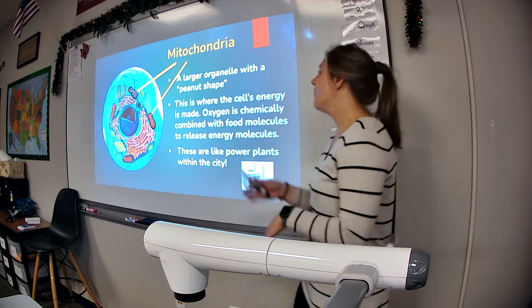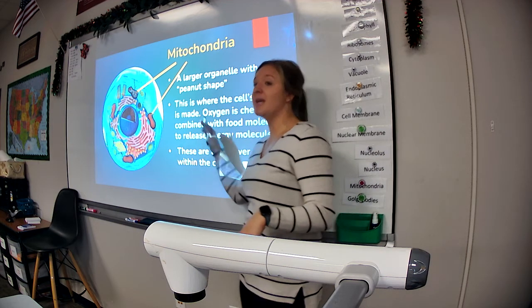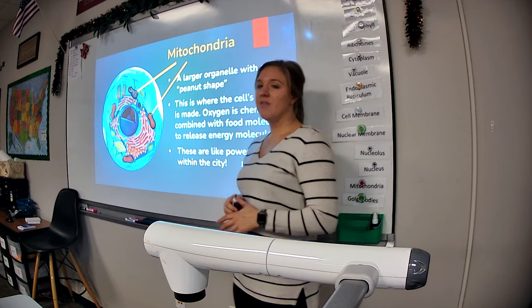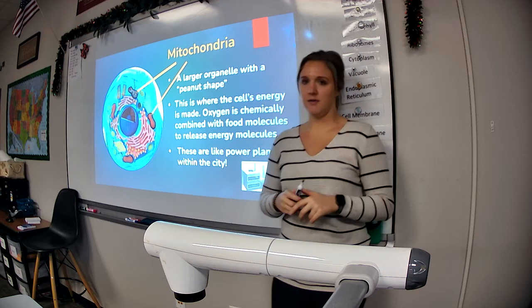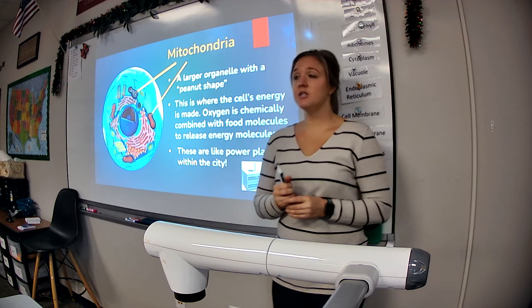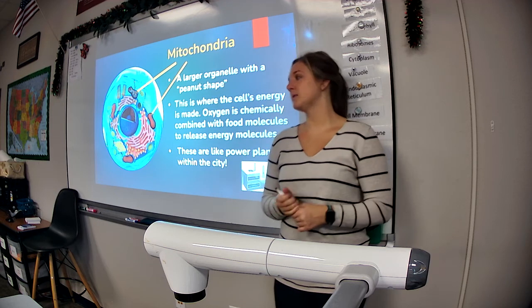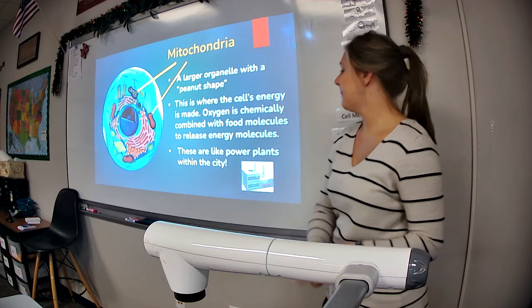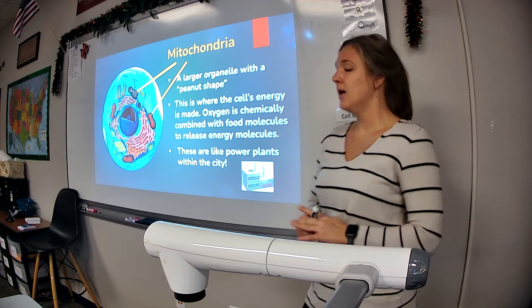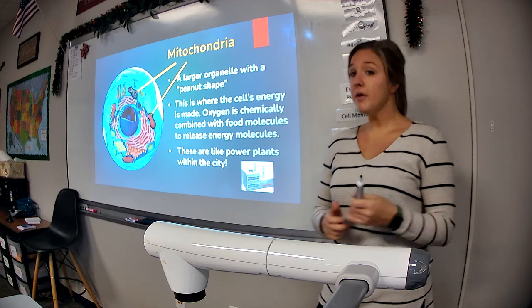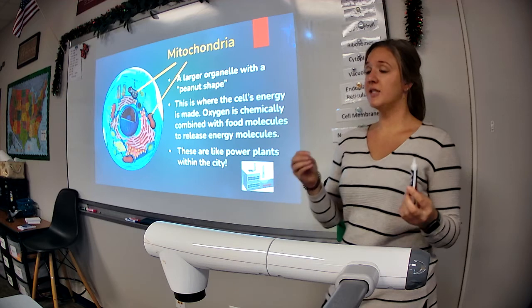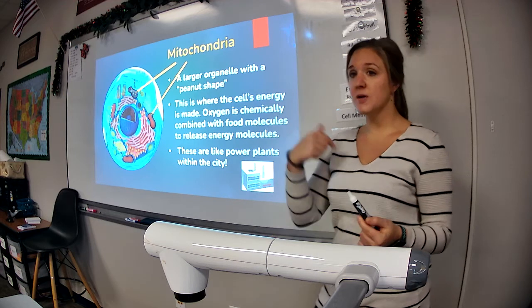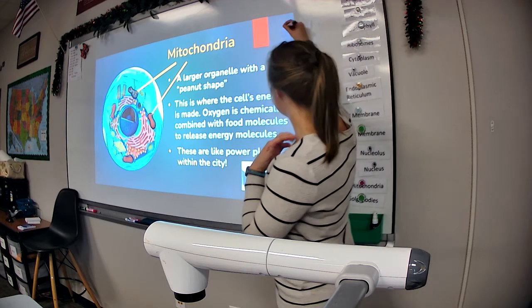Okay. Because the mitochondria produces energy for the cell, we say it's kind of like the power plants of the city. What produces energy for the whole city? The power plants. So, we say they're kind of like the power plants within the city. Now, the actual molecule that is the form of energy used by the body is called ATP.